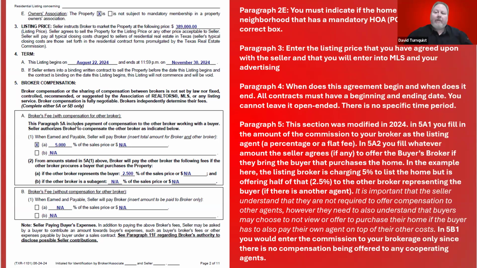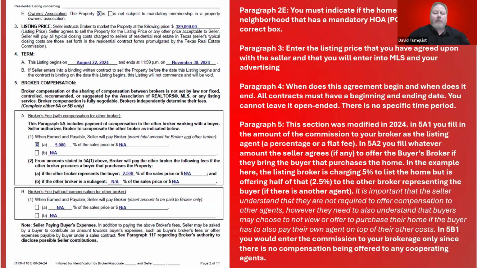All right, paragraph 5, this is where the big changes came in because of the NAR lawsuit, where all those things went into effect in August of 2024. This is where the changes in the contract came in. Now we've always, when we work for a client, we always expect to get paid, and nothing has changed there.